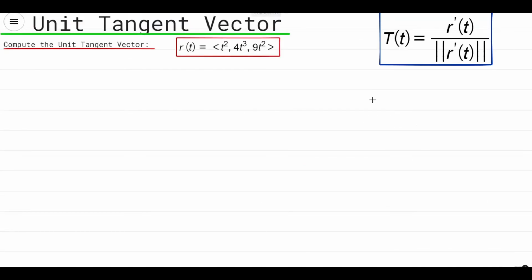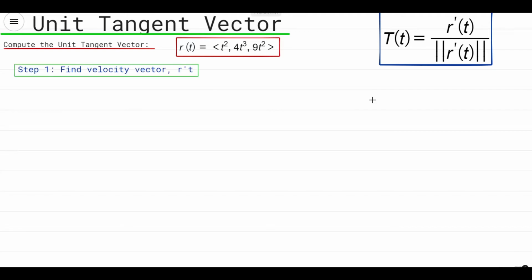In this example, we're going to compute the unit tangent vector of r of t, and this time we have 3 elements instead of 2. We have t squared, comma 4t cubed, comma 9t squared, and we proceed with the exact same steps.